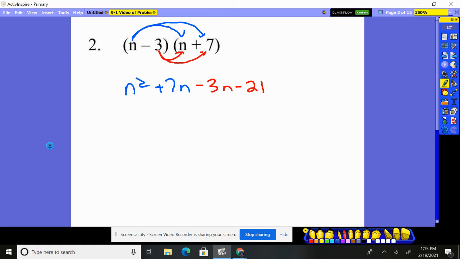Now, we have 4 things here, 4 pieces. 2 of them are going to go together. That's 7n and that 3n. So the final answer is n squared plus 7n minus 3n is plus 4n, and then take away 21.